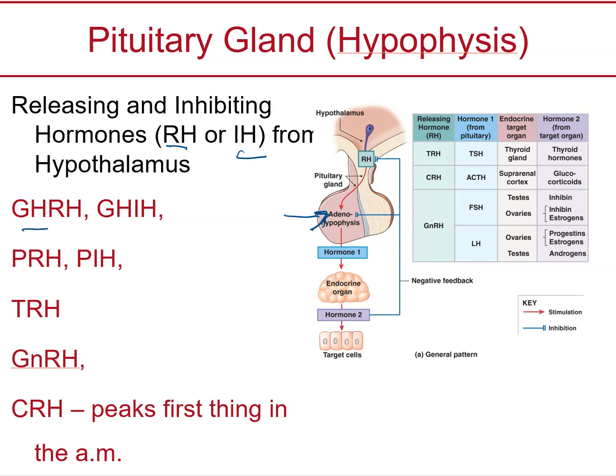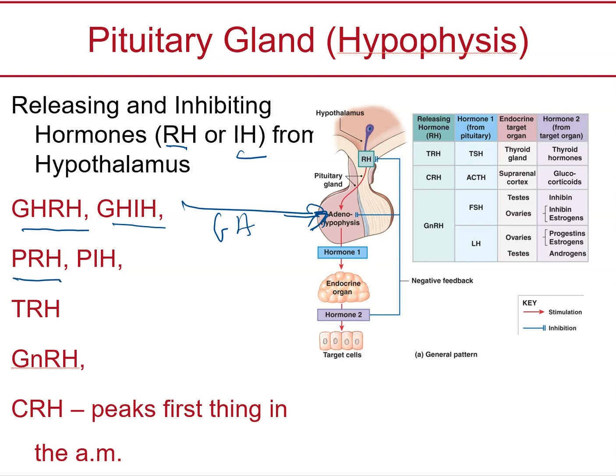So we have GHRH. Now that stands for growth hormone releasing hormone. And then there's GHIH, which is growth hormone inhibiting hormone. Now we always write the letters. You'll never write the whole thing out. So our first two are GHRH and GHIH, and they go to the anterior pituitary and they control the release of growth hormone. So GHRH says release growth hormone and GHIH says don't release it.